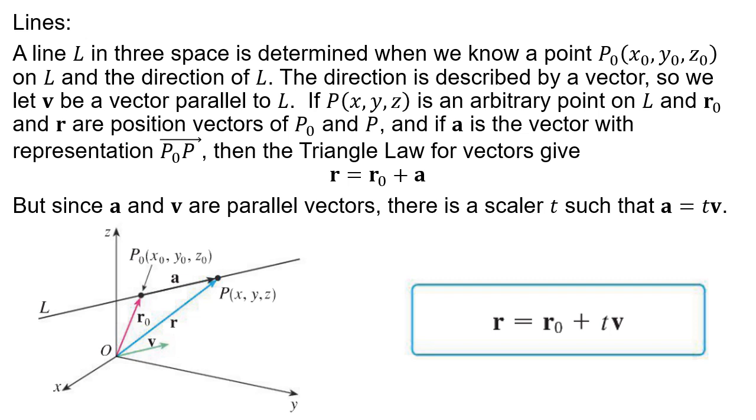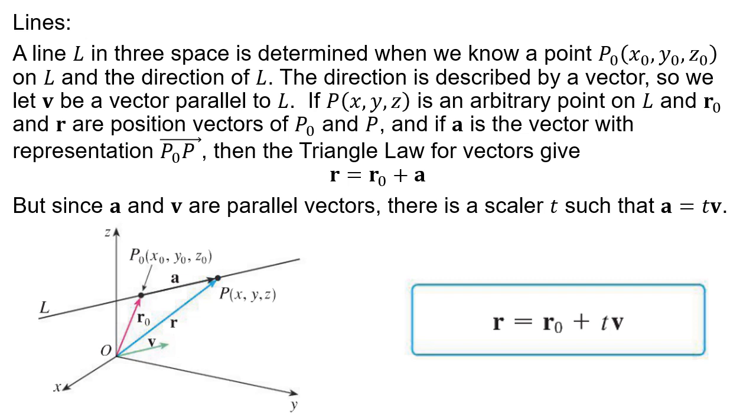A line in 3-space is determined by a point on a line L and the direction of line L. So you need to know which way you're going and what point you're going through. The direction is described by a vector. So we need a vector that is parallel to L, and we're going to let that be vector V.